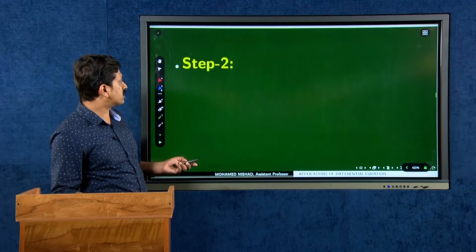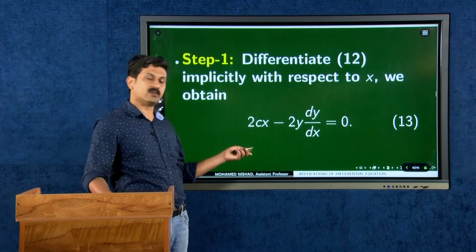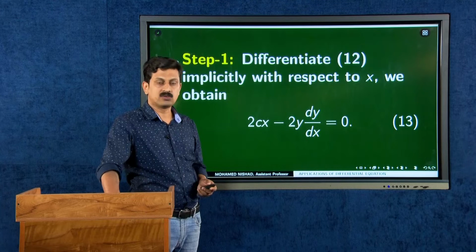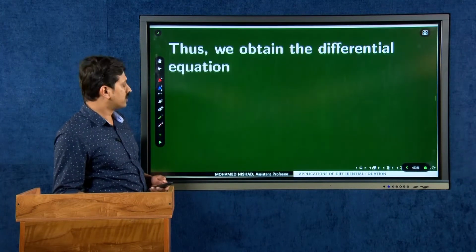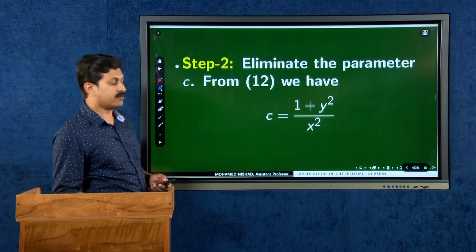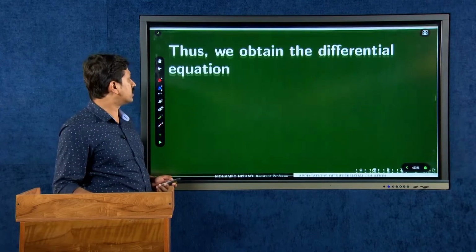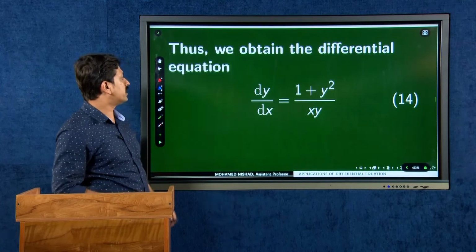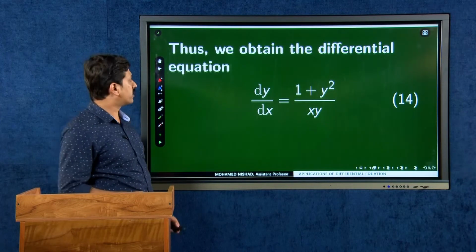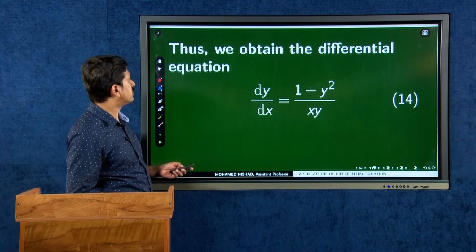We found the differential equation with 2cx. Here we can replace for c. So, come to the next. We have 1 plus y square divided by x square as c actually. So, we have dy by dx is equal to, now we can replace dy by dx as come to be here.